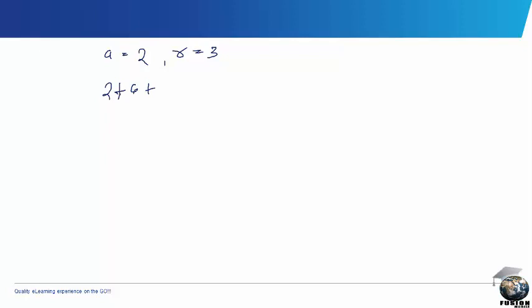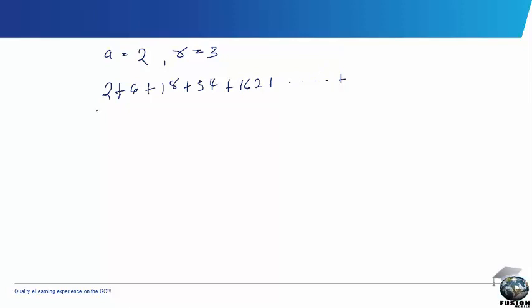The next term is 3 times 6, 18, and then the next term is 18 times 3, which is 54. Then the next term is 54 times 3, which is 162, and so it continues. Okay, so what would the 10th term be?